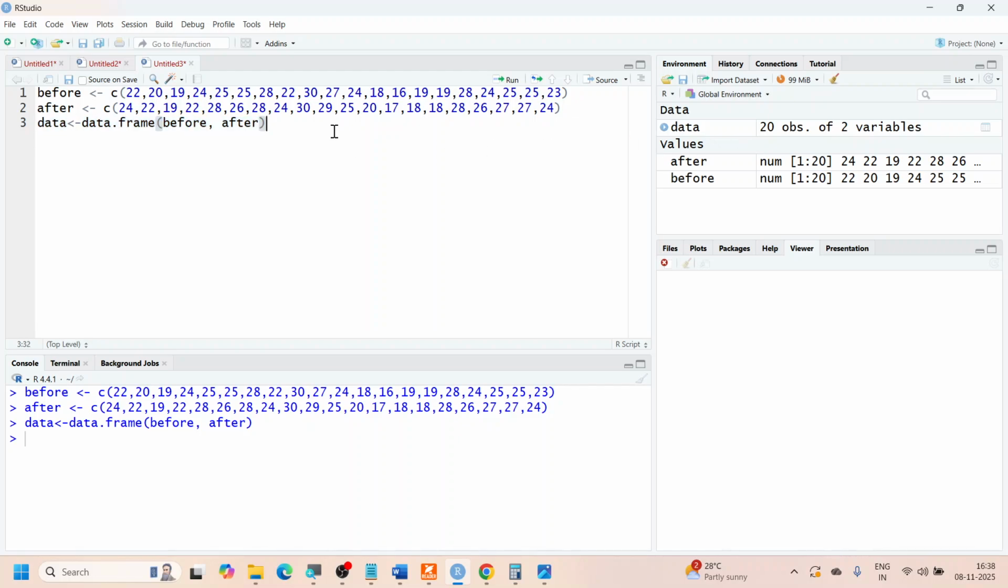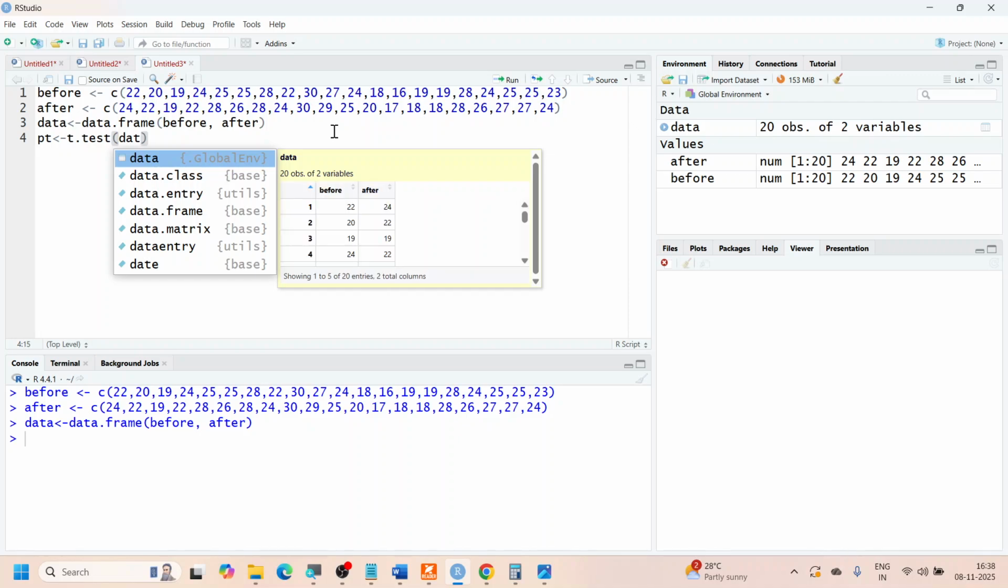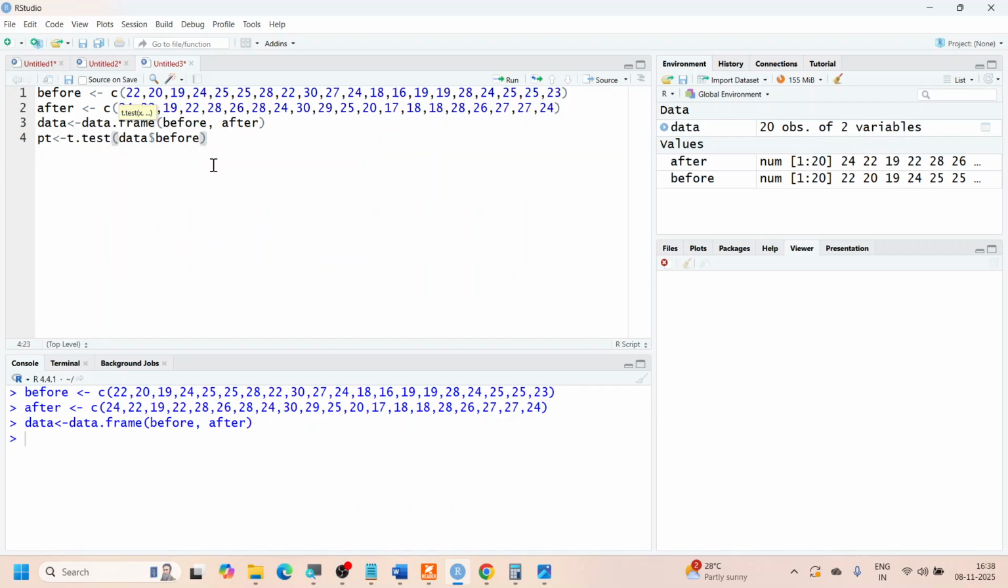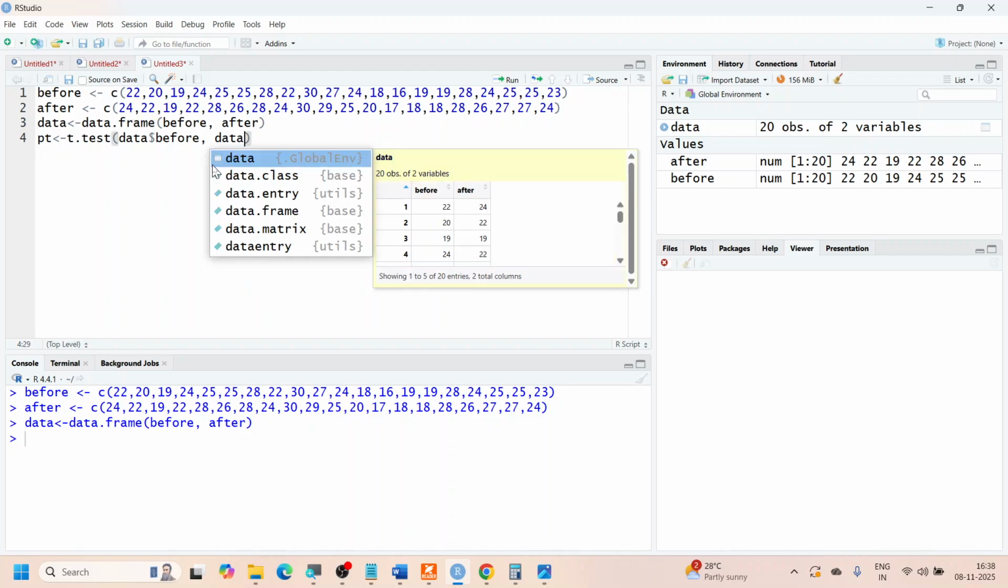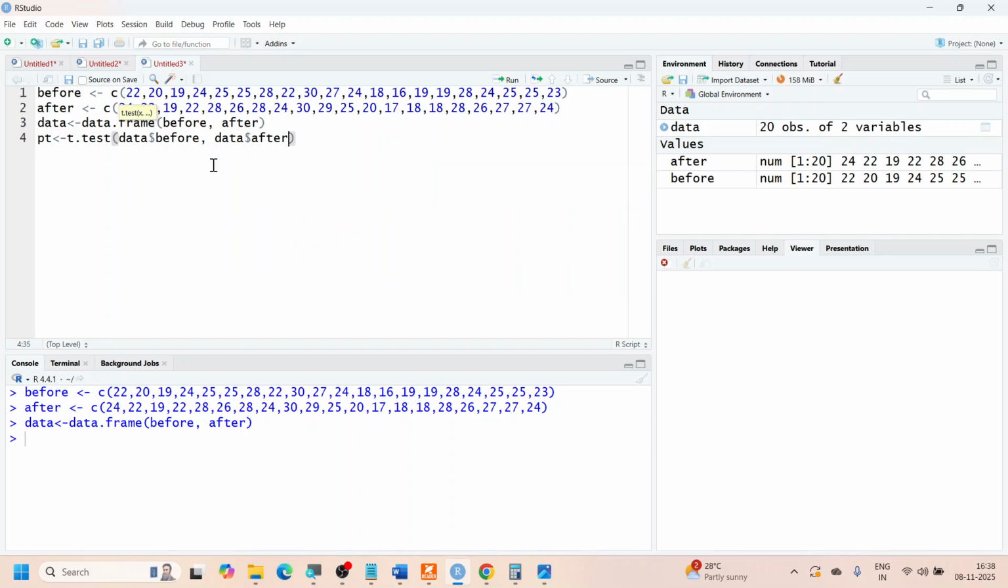And now let us perform the paired t-test. I will store it in a variable called pt. And how do you do that? You say t.test. We are performing a t-test, and we are supposed to give the two values. Data is our value that we have over here, and you know very well data has the before and after. I want the before value, so I put a dollar and before. I put a comma there, and again data, dollar and after. Select it and press enter.